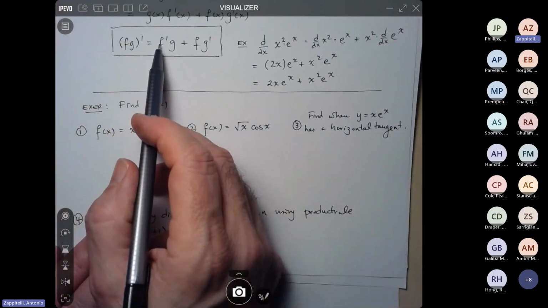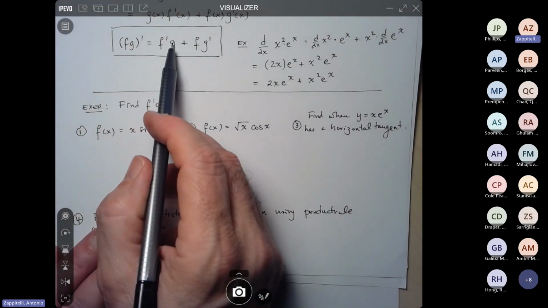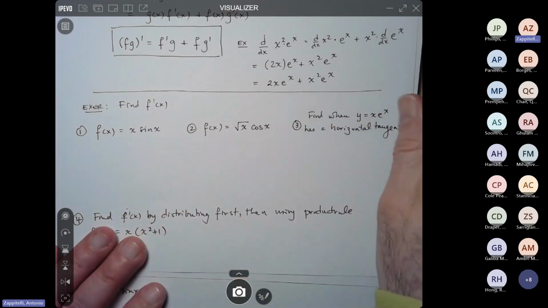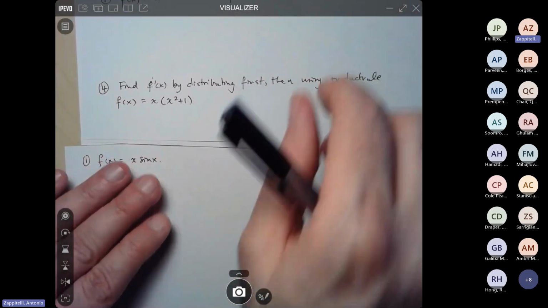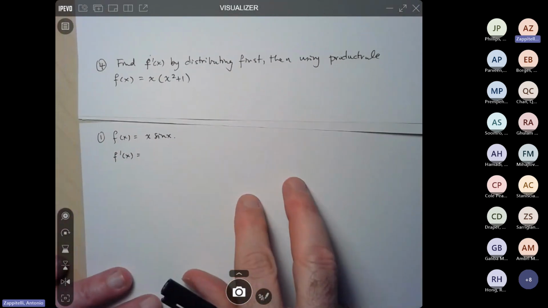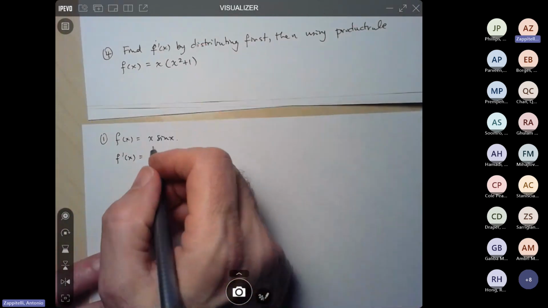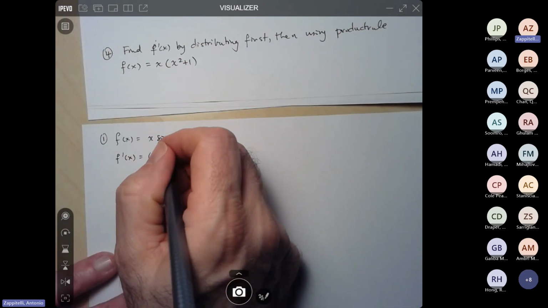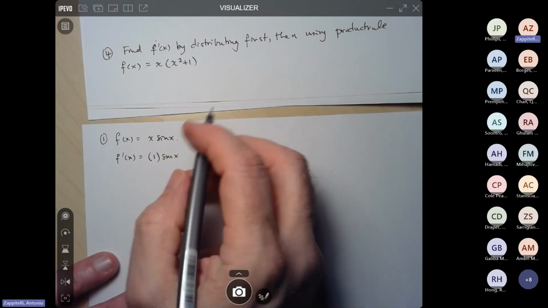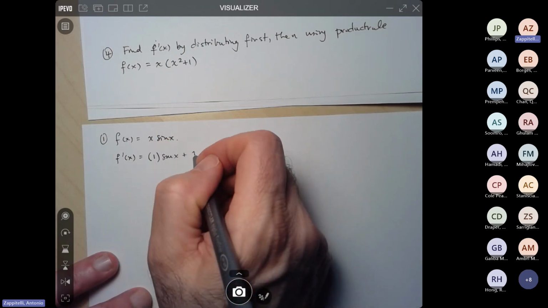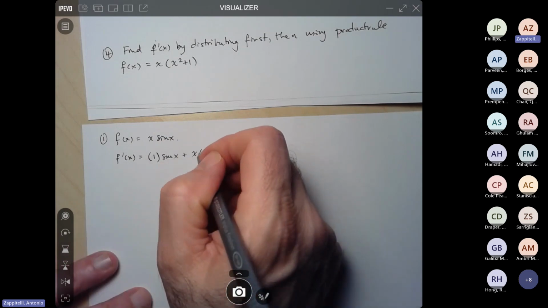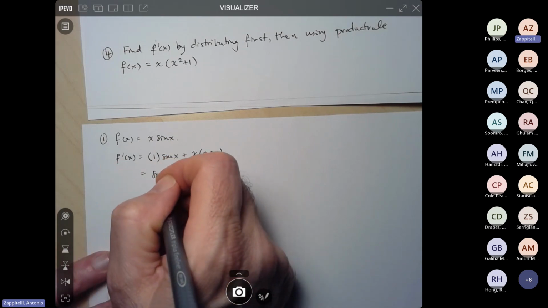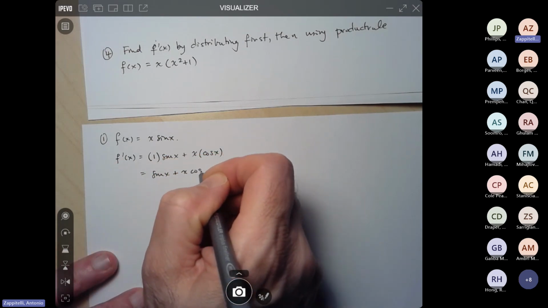I said, it's the derivative of the first function times the second plus the first function times the derivative of the second. And so that's how I'm going to take this derivative here. Okay, so I'm going to take the derivative here by saying the derivative of the first function, the derivative of x, is equal to 1 times the second function, sine x, plus the first function, x, times the derivative of the second function, cos x. And so my final answer is just sine x plus x cos x.